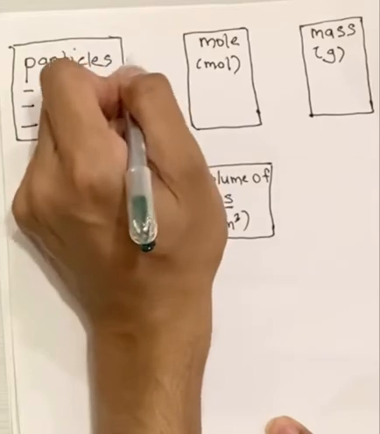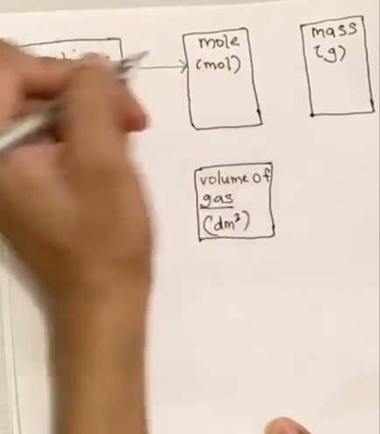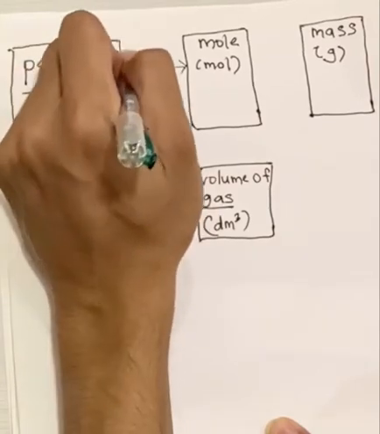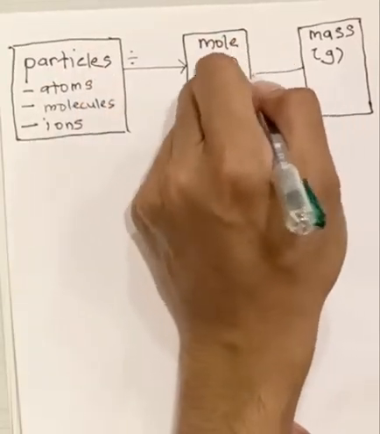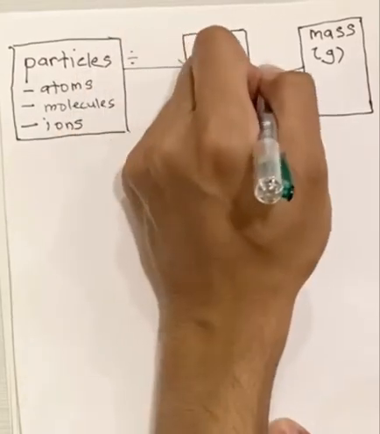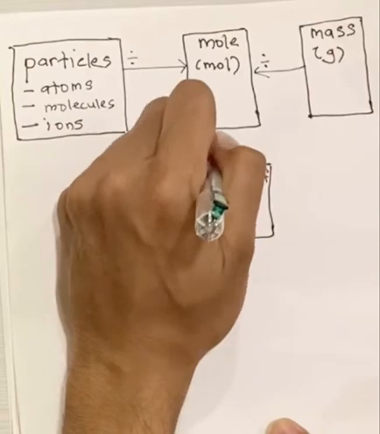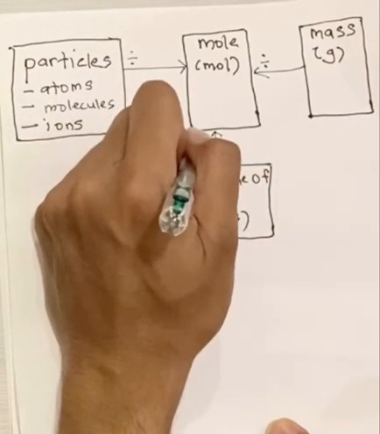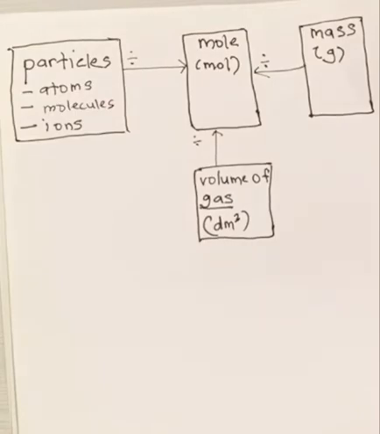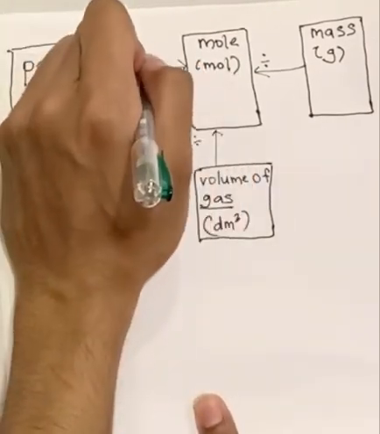From particles, when you're going to moles, you're going to divide. Mass going to mole, also divide. And volume going to mole will also be divided. Now what do you divide that with? When particles, you're changing it into moles, you divide by the Avogadro constant.